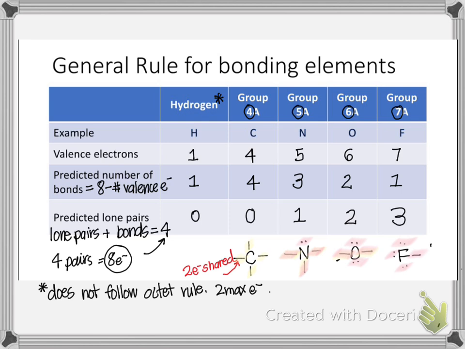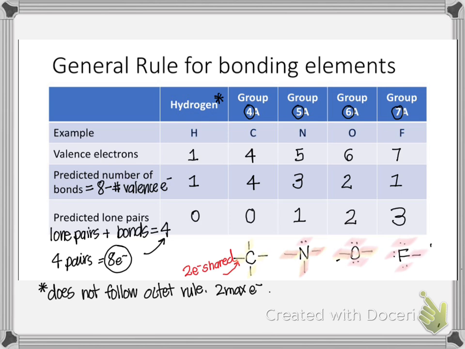So on this slide, while it just covers a few of the elements, it gives us an idea that, for example, all of the halogens. So let's take bromine. Bromine, we would predict, because it has 7 valence electrons, would have 1 bond and 3 lone pairs. Right? Sulfur is under oxygen. Sulfur also has 6 valence electrons, so it would have 2 bonds and 2 lone pairs.